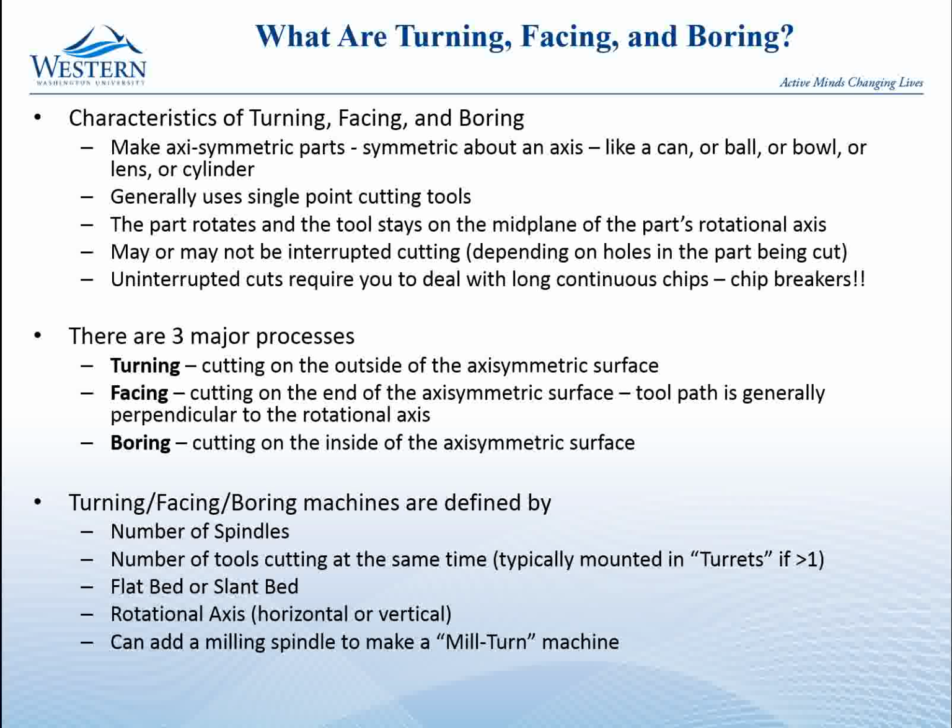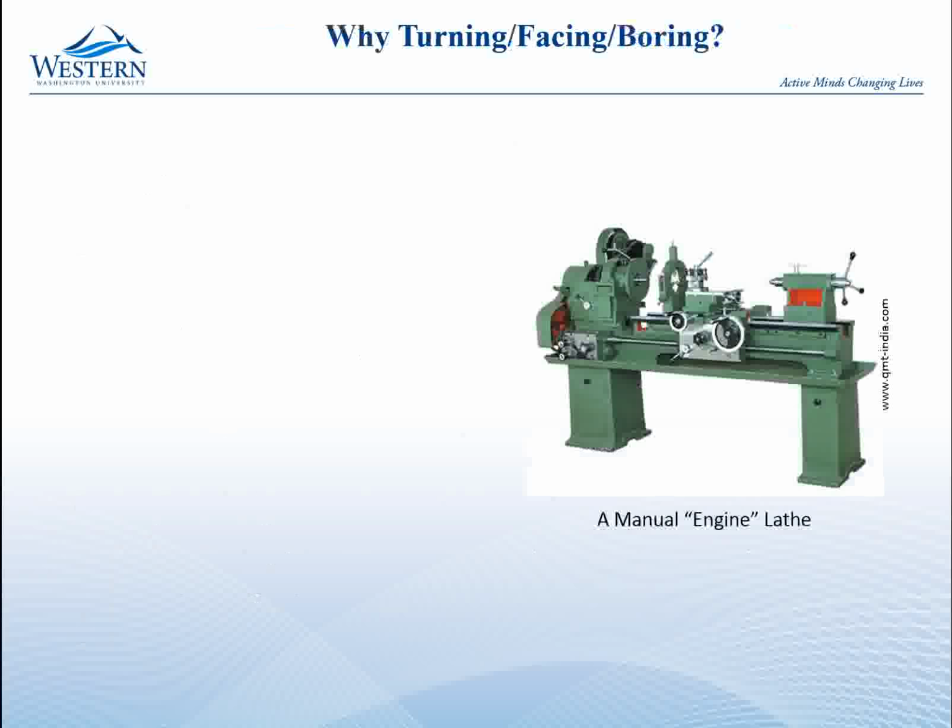And then the rotational axis, whether it is horizontal or vertical. All of ours are horizontal, but you can get a vertical lathe. And then you can add little milling spindles in there and make what's called a mill turn machine. And the Mazak, which is a blue and gray machine that you walk past on your way into the lab, is a mill turn machine, and we will be getting a new mill turn machine pretty soon.